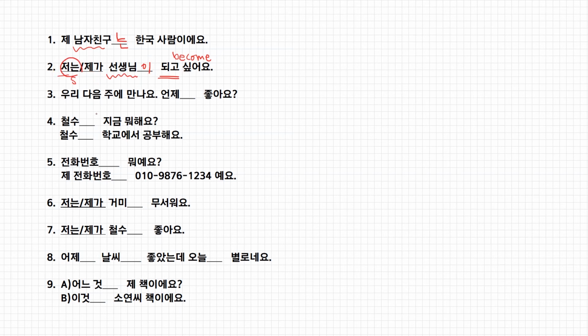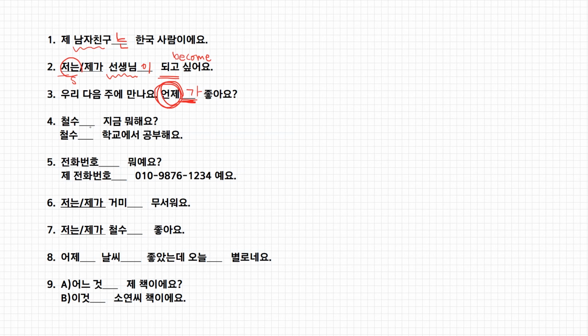우리 다음 주에 만나요. Let's meet up next week. When is good? 언제가 좋아요? Here 언제, the question word, is the subject in this interrogative sentence. That's why 가 is used.